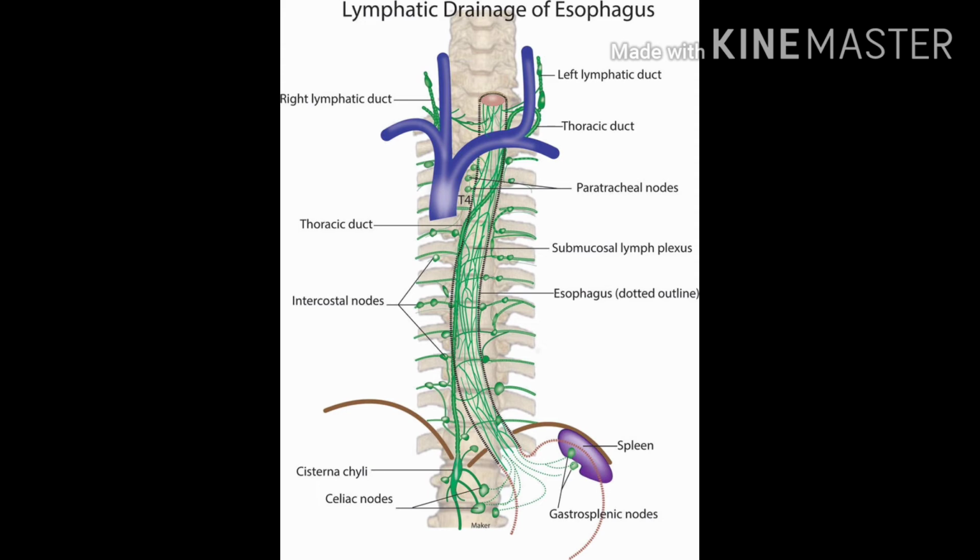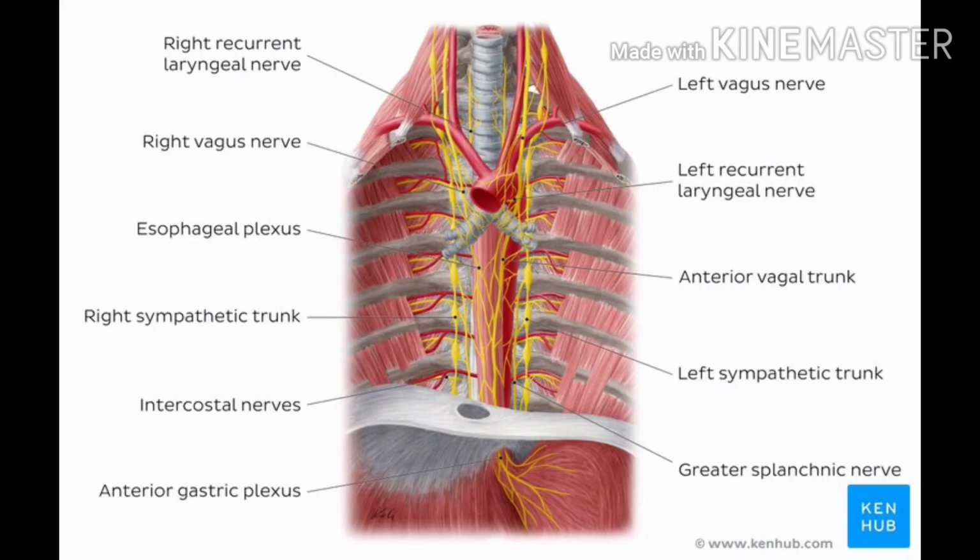Lymphatic drainage. From cervical part, the lymph is drained into deep cervical lymph nodes. From the thoracic part, the lymph is drained into posterior mediastinal lymph nodes, and from the abdominal part, the lymph is drained into left gastric lymph nodes.